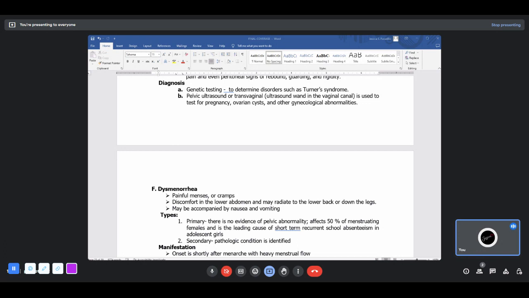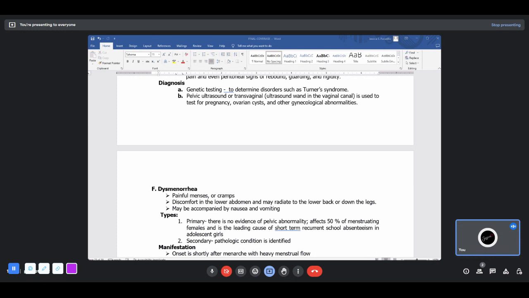Okay? We have the pelvic ultrasound or the transvaginal. This is the ultrasound done in the vaginal canal. Okay, ito yung nagpapasok sila ng ultrasound dun sa may vagina, trans V, okay? It is used to test for pregnancy, ovarian cysts, and other gynecological abnormalities. Okay, ginagamit to kapag hindi pa nakikita sa abdominal ultrasound ang baby.